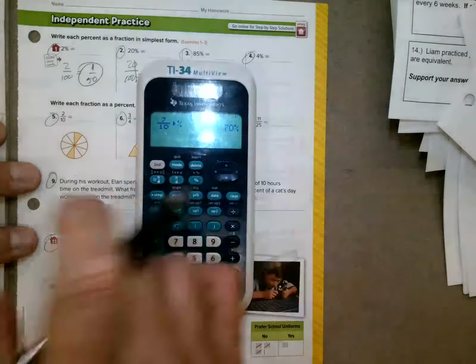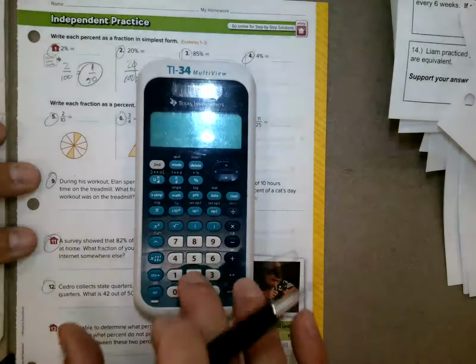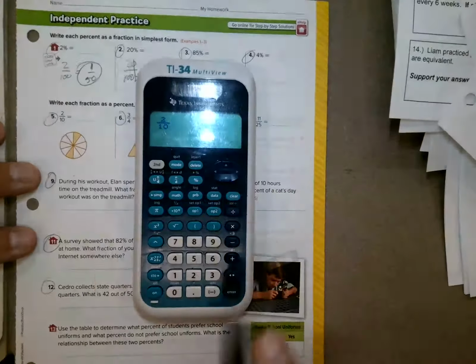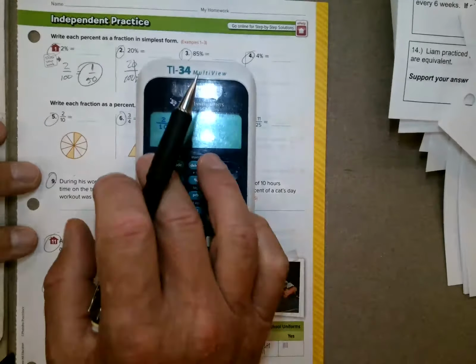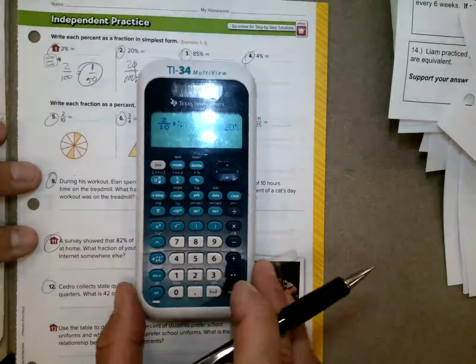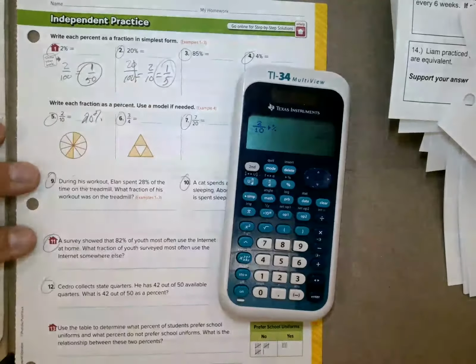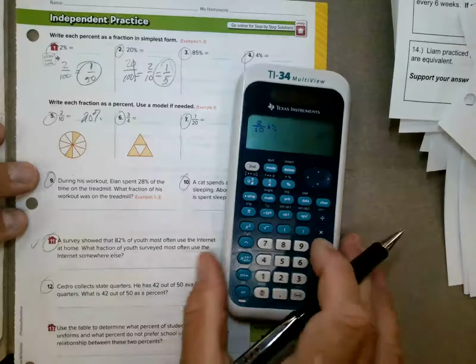Okay, let's review how to get this fraction to a percent using our calculator. Hit 2, n over d, 10, go to the right. And we want to change that fraction to a percent. We're going to use the second function of the percent button, and there it is. And we end up with 20%, right? Very good. Very good.